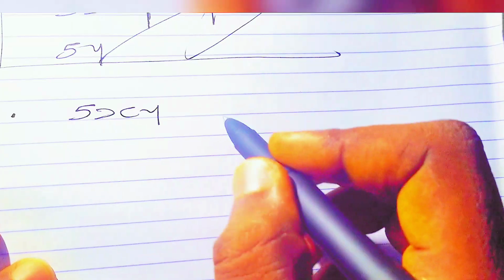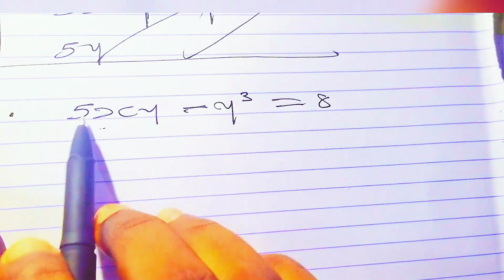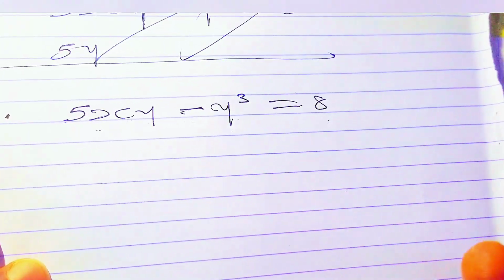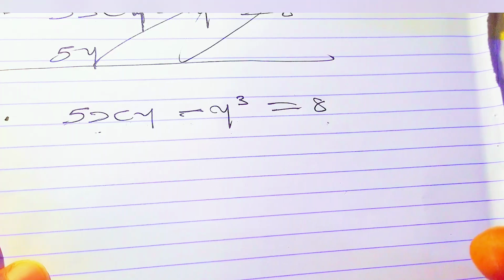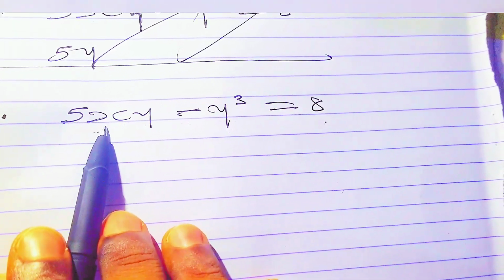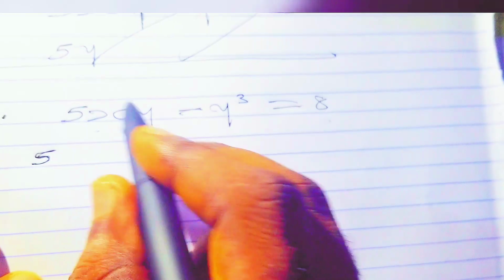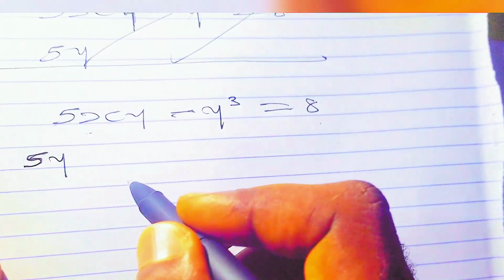Here is another question. This is 5xy minus y cubed equal to 8. So we need to differentiate 5xy minus y cubed equal to 8, and we have to find dy/dx. So finding dy/dx, we use the techniques of implicit differentiation. We need to first of all differentiate the x part here. Differentiating the x part, of course, is going to give us 5 times the differential value of x raised to the power of 1, which is 1, and then multiplied by y. So it's giving us 5y.